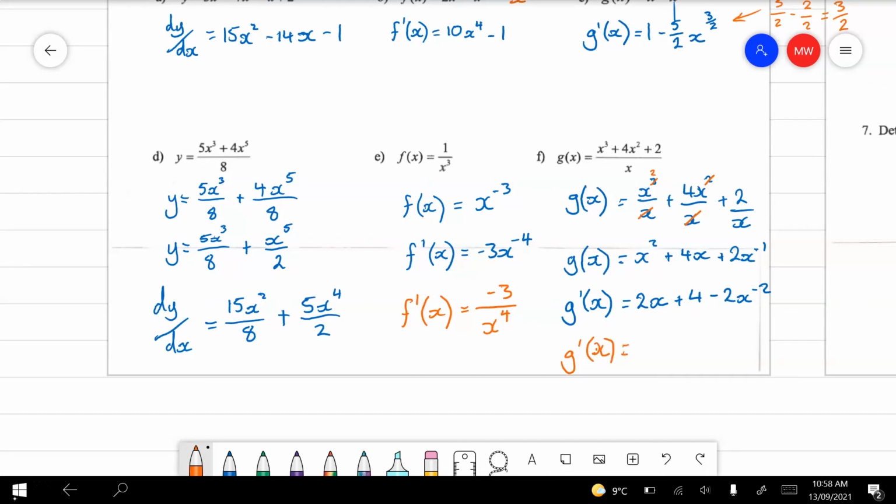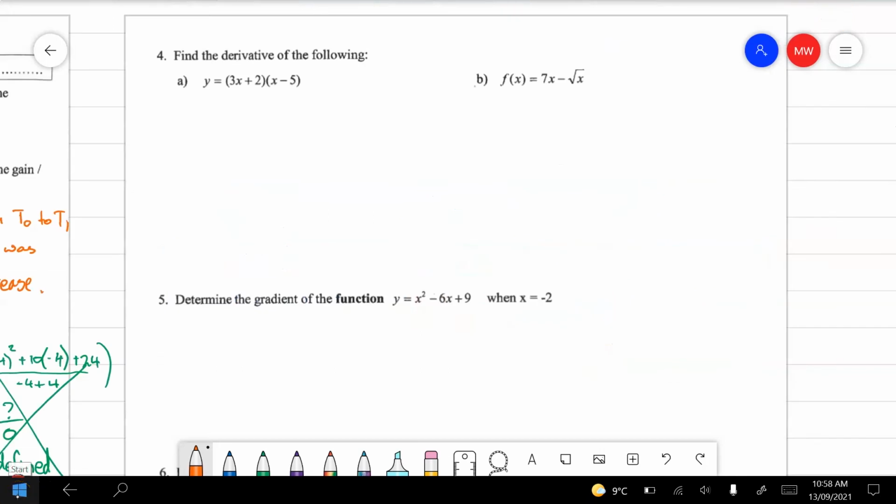We've got 2x plus 4 minus 2 over x squared. Question 4, and we're still finding the derivatives, but this one's factorized. That's no good, so we're going to need to expand that before we can apply our rule.